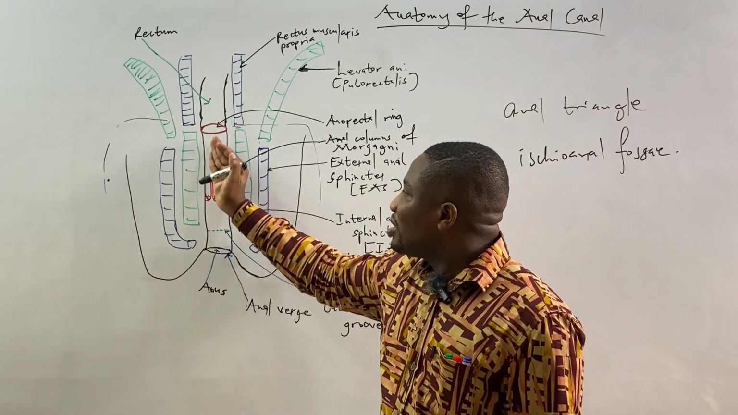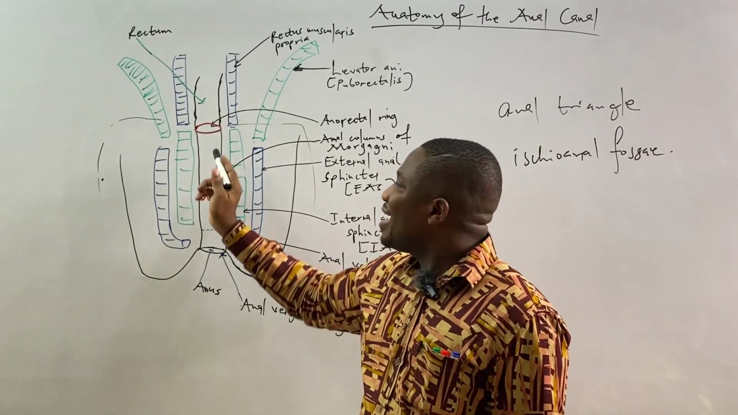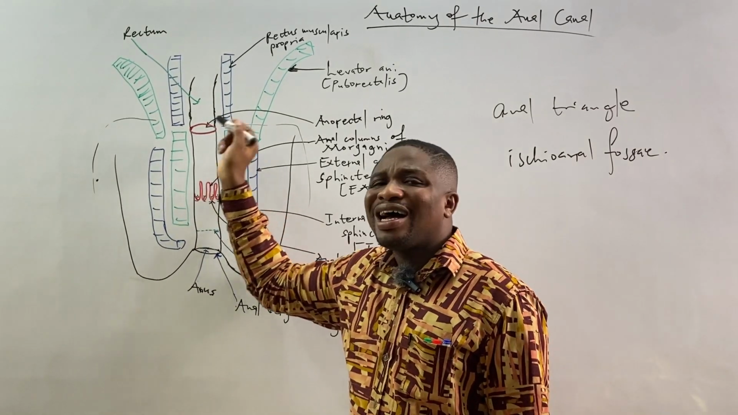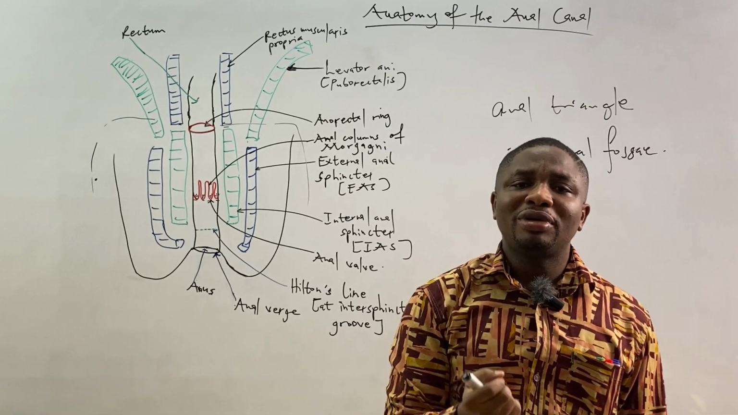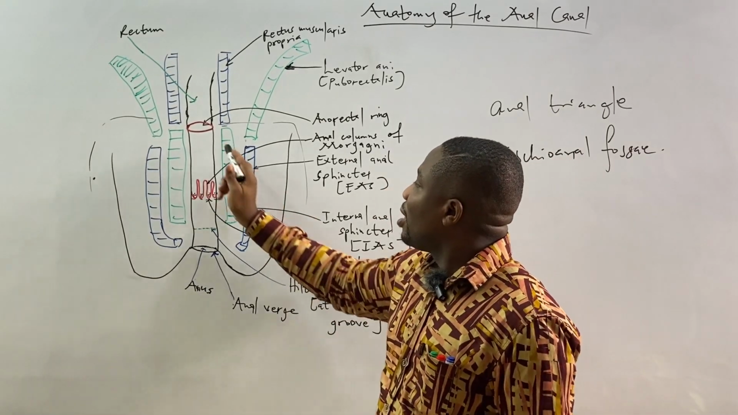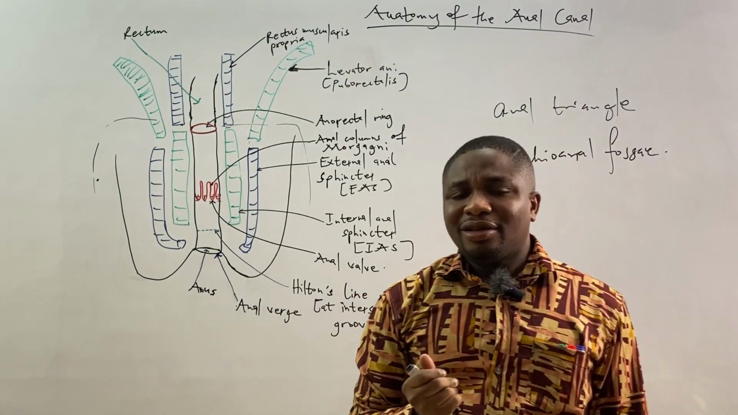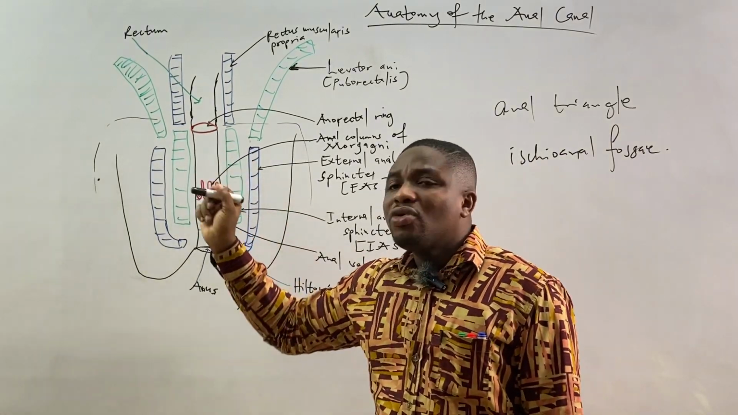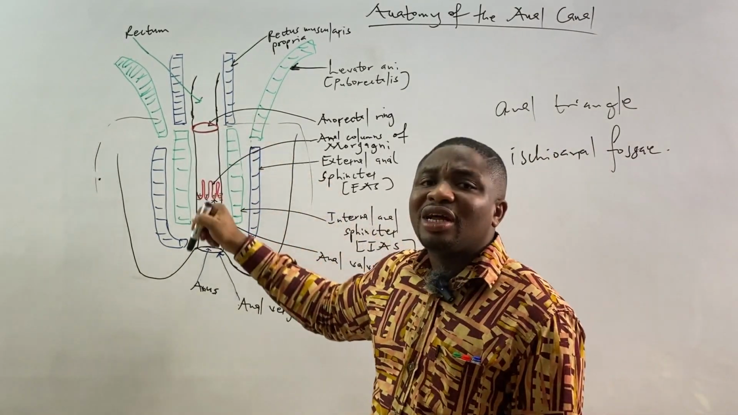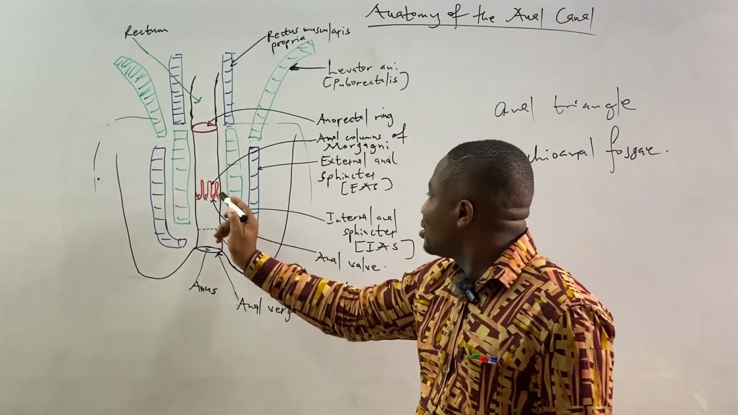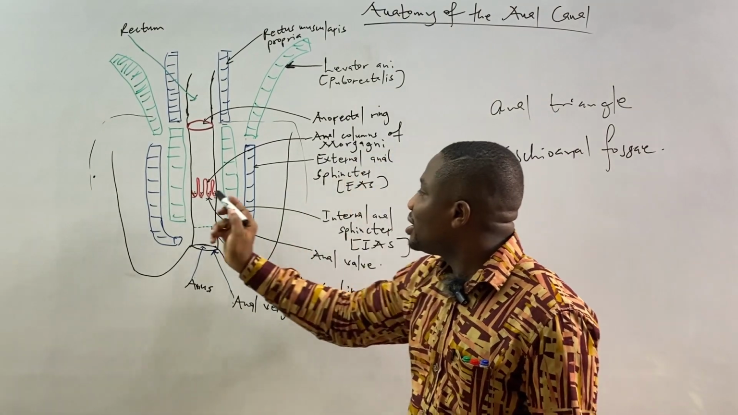And if you watch the anal canal, you realize that the superior aspect of the anal canal also has the same epithelium as the rectum, and that is the simple columnar epithelium. Now, if you look at the superior aspect of the anal canal, the anal mucosa is organized into longitudinal folds known as the anal columns of Morgagni. That is what I labeled here. So you can see the columns.